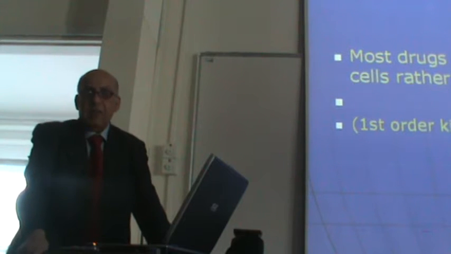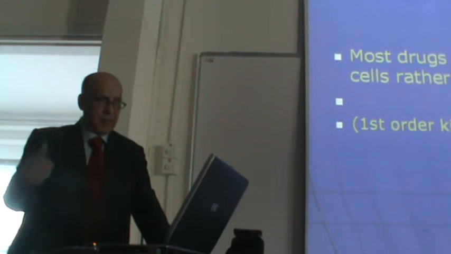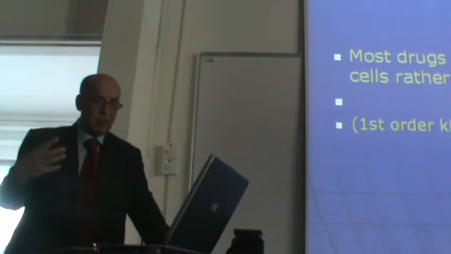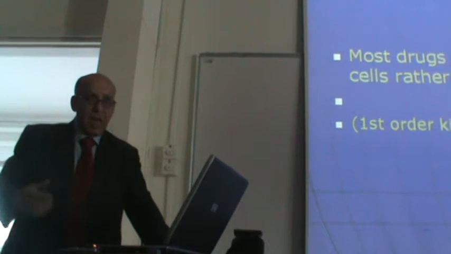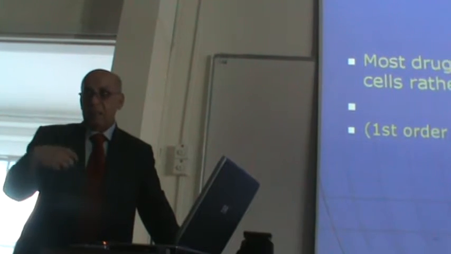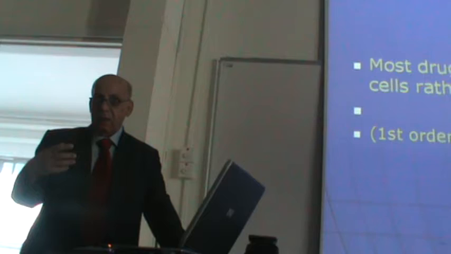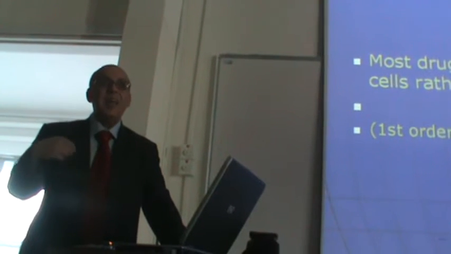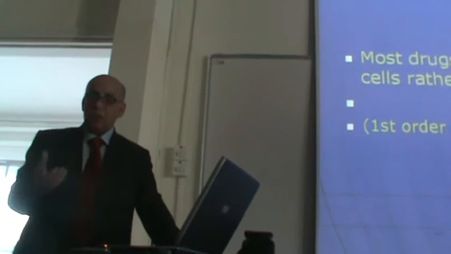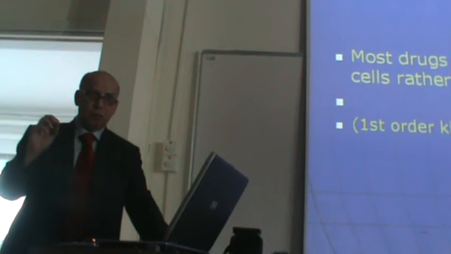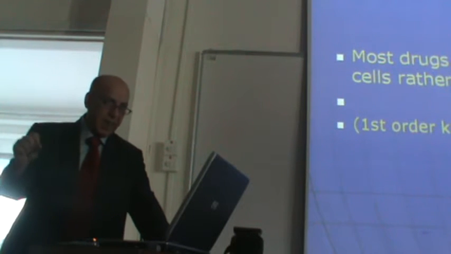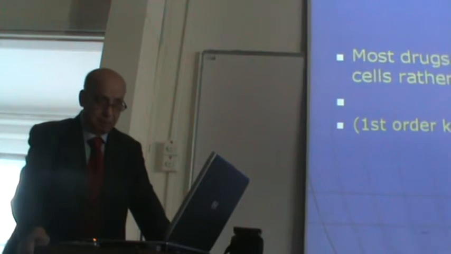We have a first logarithm cell kill, where the fixed dose kills 90% of the cell population. And we have a second logarithm cell kill, where the fixed dose will kill or destroy 99% of the tumor cell population. So the mechanism of action of chemotherapy works as first order kinetics, with logarithmic cell kill.